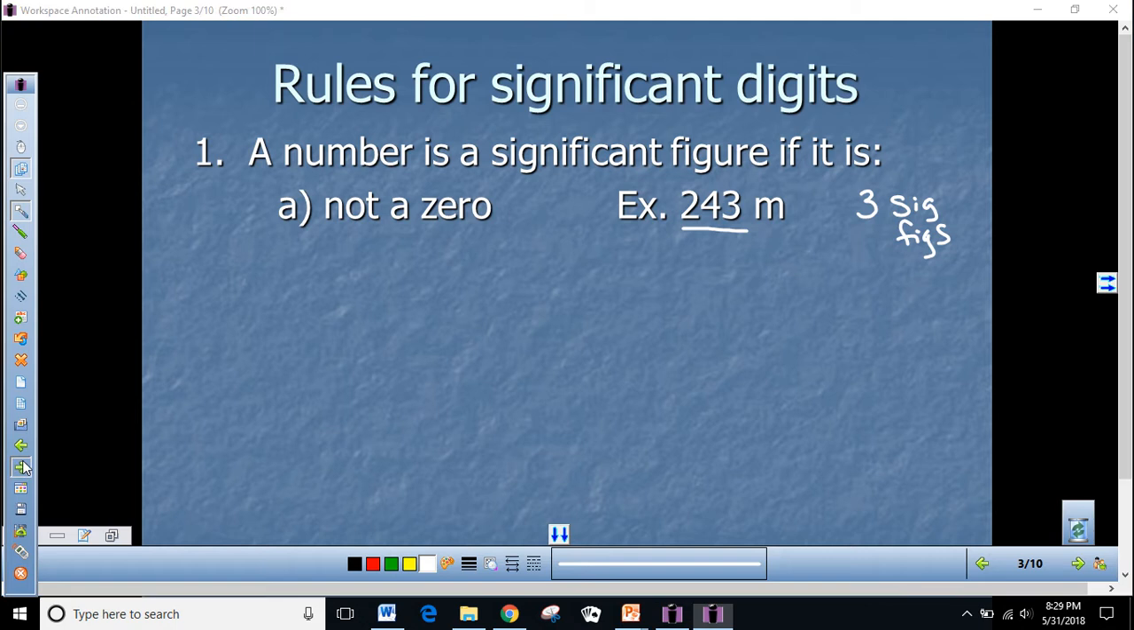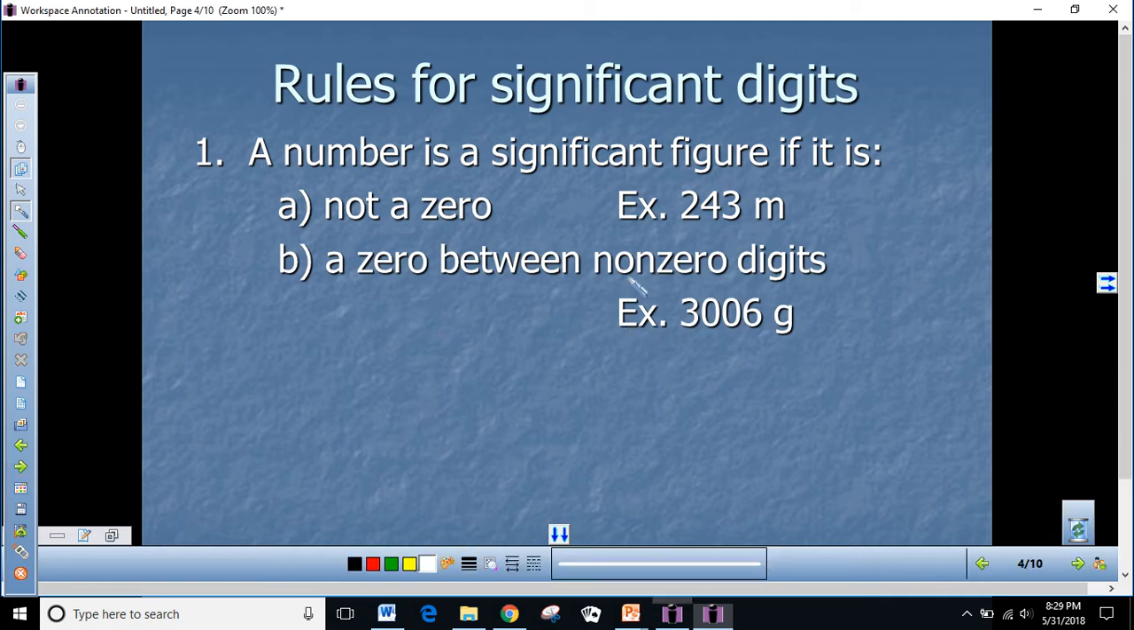Our next one: a zero between non-zero digits, meaning real numbers other than 0, is also significant. So this 3 and that 6 are trapping those zeros in there, so now all 4 are going to become significant. We say that this has 4 sig figs.